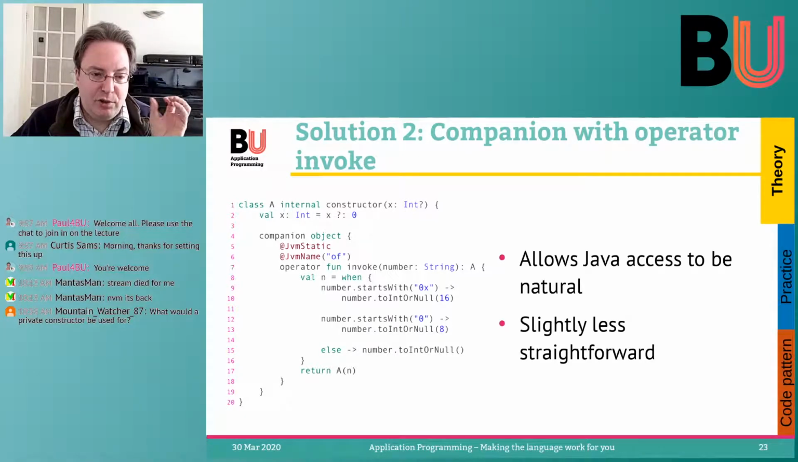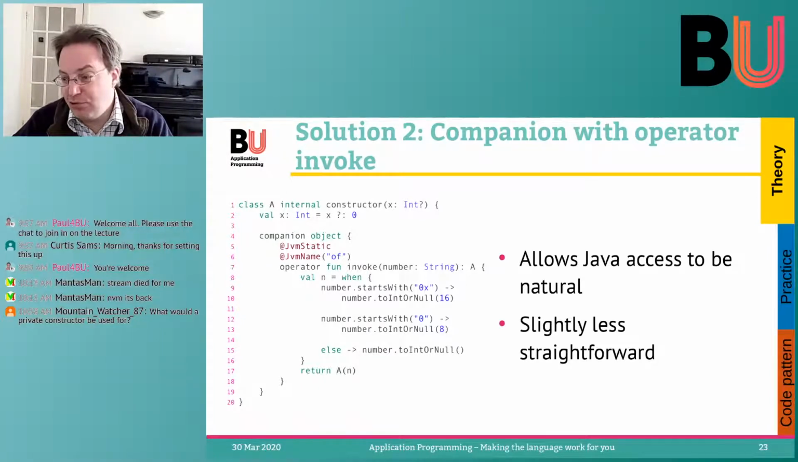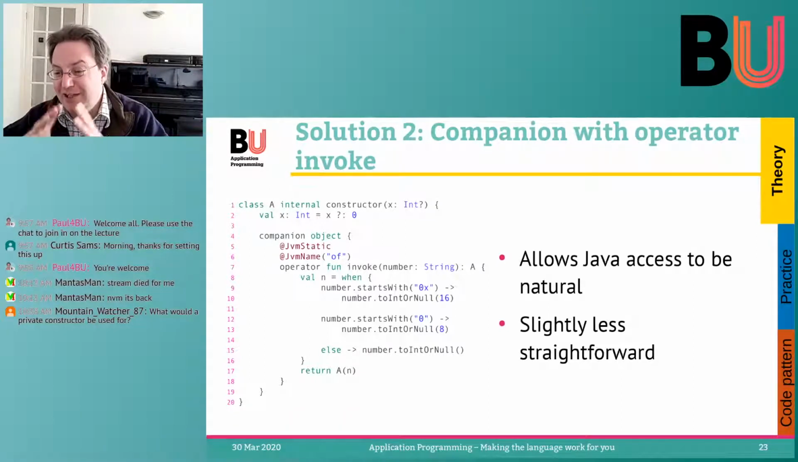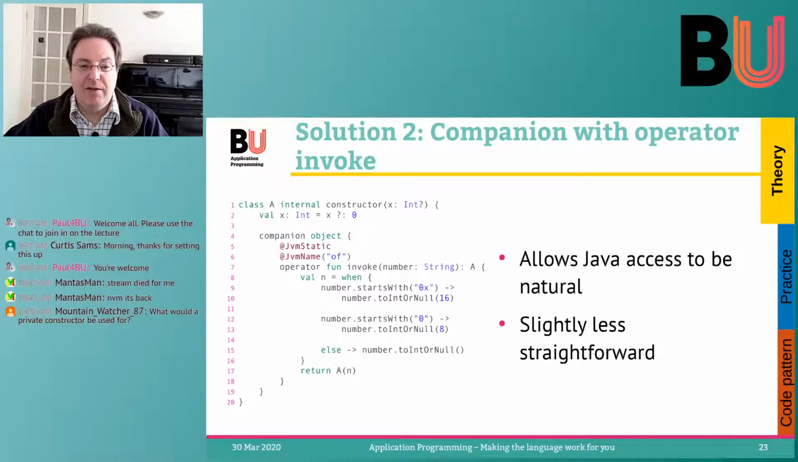And so it can make natural Java access. It's slightly less straightforward, but it does allow you also to have private constructors to kind of close it off really except for inside the class. So it might be better to do this rather than having the free function. Although free functions are also quite popular and work well as well.